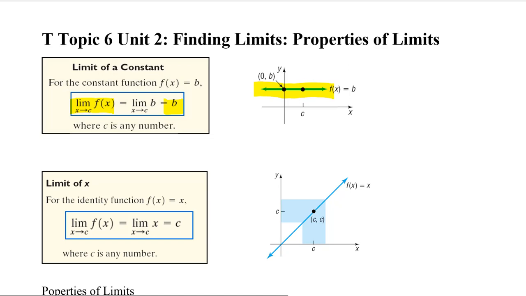The second limit we're going to look at is the limit of x, which is the identity function f of x is equal to x. And it says here that the limit as x approaches c of x is just going to be equal to whatever x value you plug in. So this is simply equal to c. So you can see that if I plug in the value c, my output, or the y value I'm approaching, is also going to be equal to c.